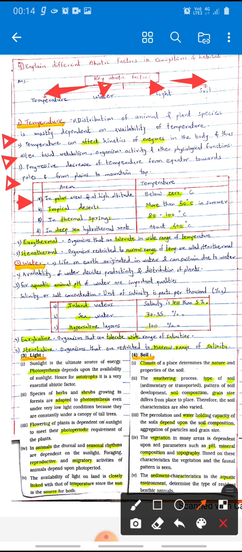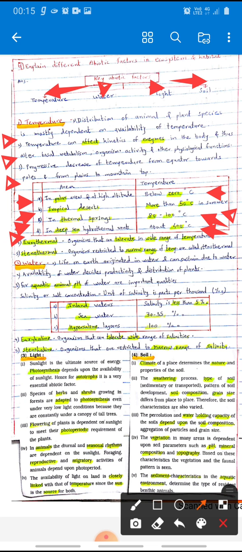In polar areas, temperature is below 0 degrees Celsius. In tropical deserts, temperature is more than 50 degrees Celsius in summer. In thermal springs, temperature is about 80 to 100 degrees Celsius. In the deep sea, at hydrothermal vents, the temperature is about 400 degrees Celsius.